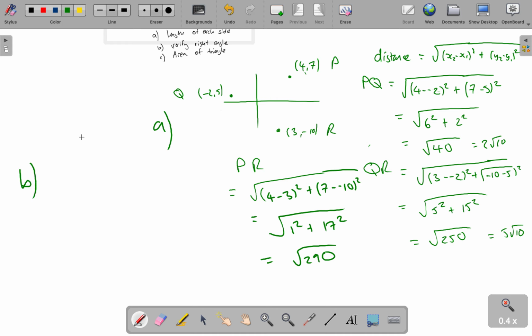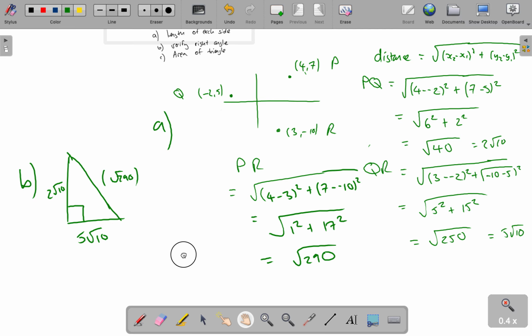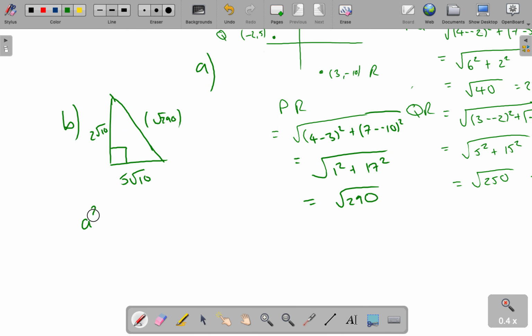So to verify that there's a right angle in the triangle, there are lots of ways to do it, but the simplest way would be to assume that if the right angle holds, then Pythagoras exists. So that means that if you had the two smallest ones, 5 root 10 and 2 root 10, then this one here should equal 290 when we do Pythagoras. So Pythagoras' formula is a squared, which is the hypotenuse, equals b squared plus c squared.